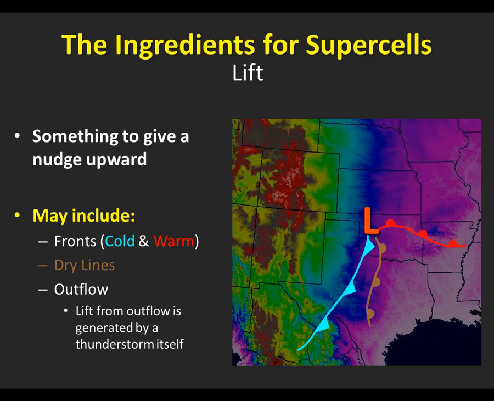Okay, next ingredient that we need for supercells: obviously we need something to lift the air up. We need something to nudge it upward. These include any sort of boundaries like cold fronts or warm fronts, dry lines, and even outflow boundaries from thunderstorms can generate lift. Also not mentioned here are upper level forms of lift in the atmosphere as well. But usually you need something near the surface.